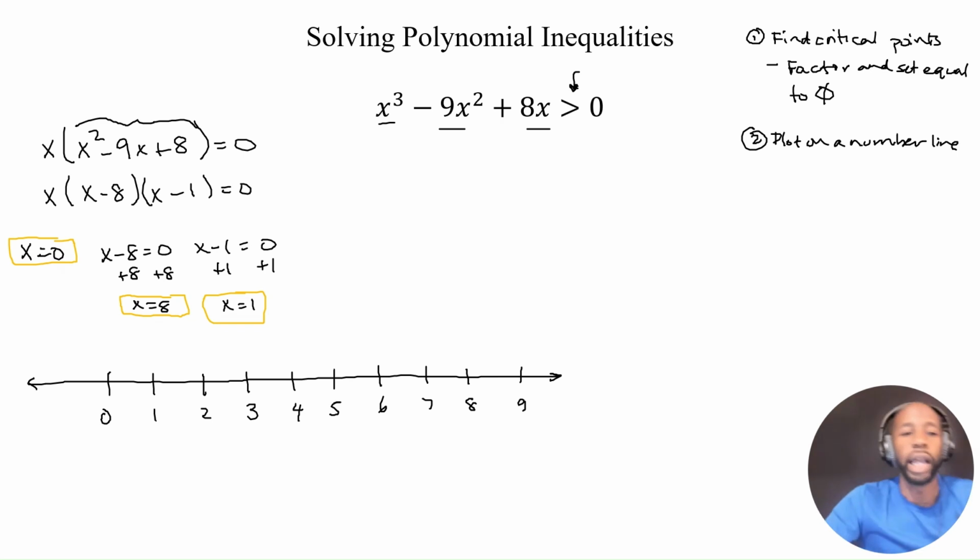All right. Now, I guess I do -1 here. All right, and so we're gonna plot those points. So we got x equals 0, x equals 8, and x equals 1.